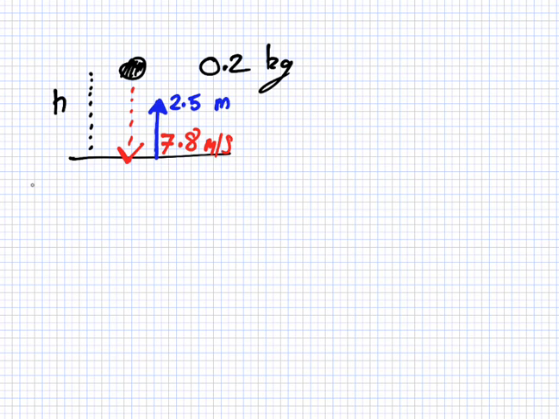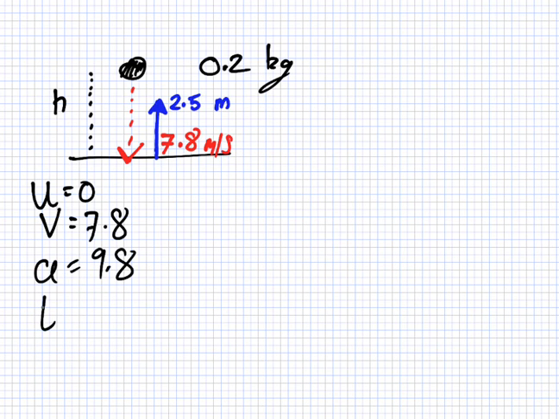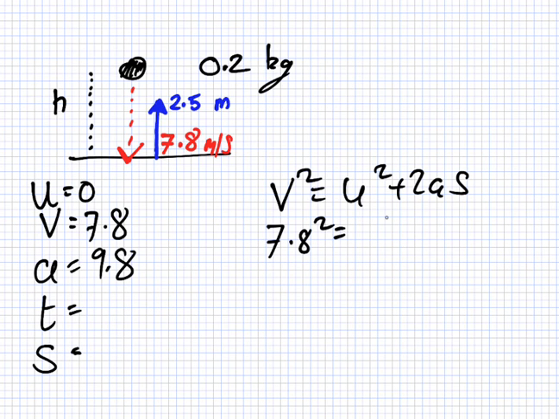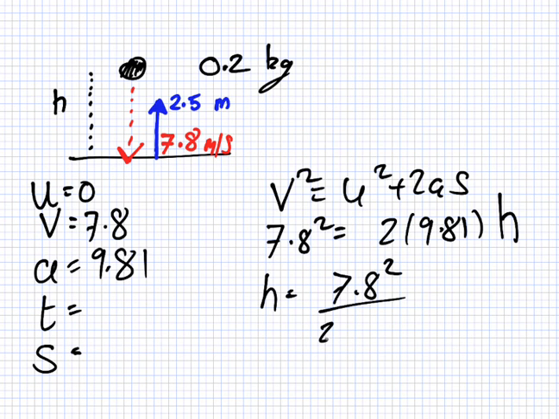Okay. So we have u equals 0, v equals 7.8, a equals 9.8, t we don't know, s is what we want. So what formula? V squared equals u squared plus 2as. So 7.8 squared equals 2 times 9.81 times s, which is h. Okay, what's the h here? 7.8 squared over 2 times 9.81.